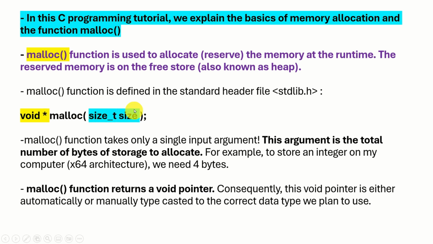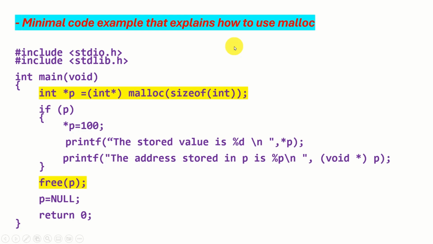Malloc function takes only a single input argument. This argument is the total number of bytes of storage to allocate. For example, to store an integer on my computer, we need 4 bytes. Malloc function returns a void pointer. Consequently, this void pointer is either automatically or manually typecasted to the correct data type we plan to use.